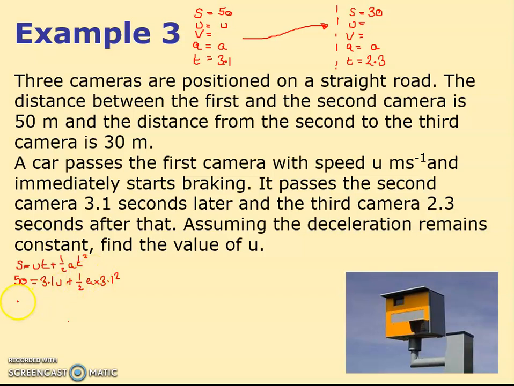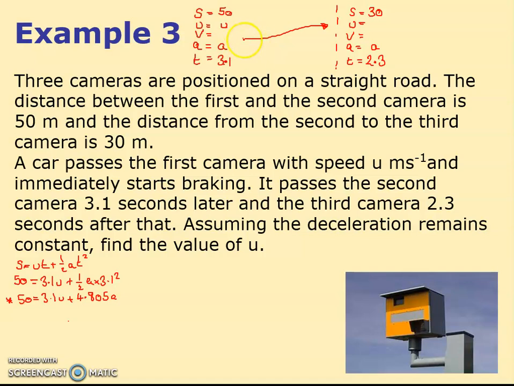Okay, I get now 50 equals 3.1u plus 4.805a. Now, this is starting to look to me like a simultaneous equation. So I'm going to try and do it on the second section as well. So we've done that on the first section. We're going to do it on the second section.